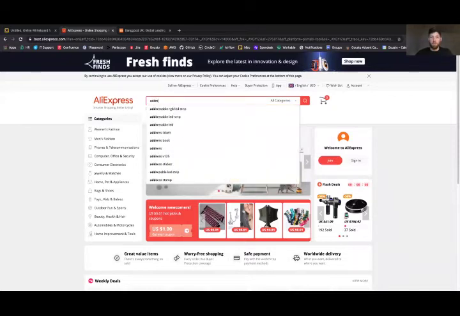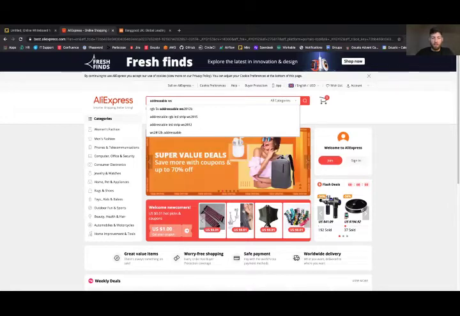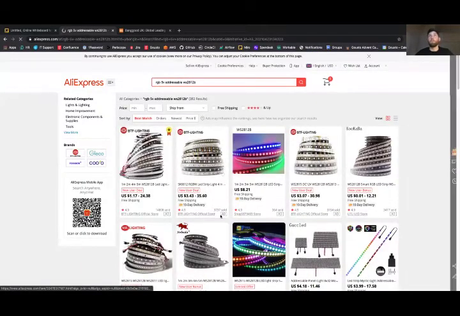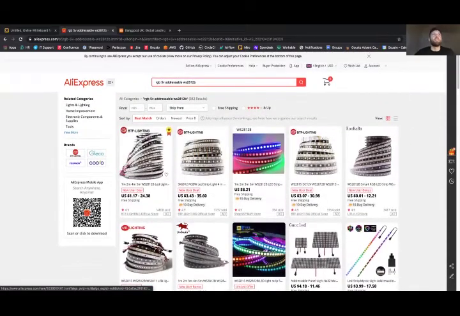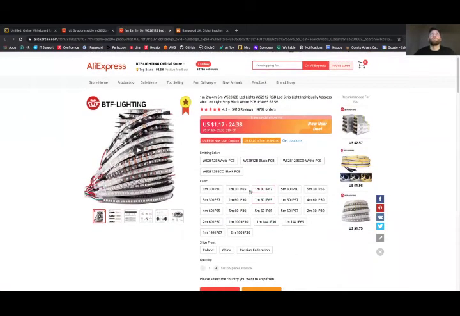Let's start with addressable. Got some options coming up. RGB 5V addressable WS2812B, that sounds promising. So what have we got? Lo and behold, we've got all sorts of different suppliers selling these strips. If we go into one of these, let's see all the different options. So this is a supplier selling exactly this, WS2812B strips. You can buy them in 1 meter, 2 meter, 4 meter, or 5 meter lengths. I definitely don't want notifications from AliExpress.com, so I'm going to block that.